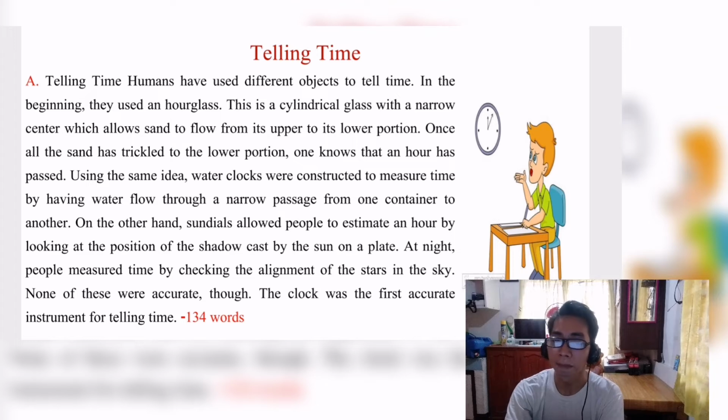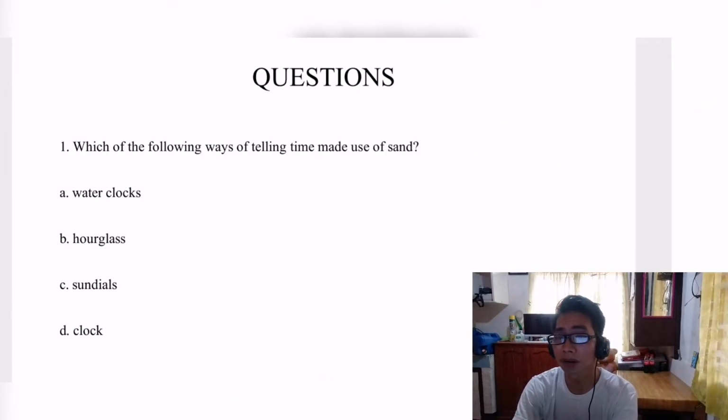At night, people measured time by checking the alignment of the stars in the sky. None of these were accurate, though. The clock was the first accurate instrument for telling time. Now let's answer the questions from the passage, telling time.